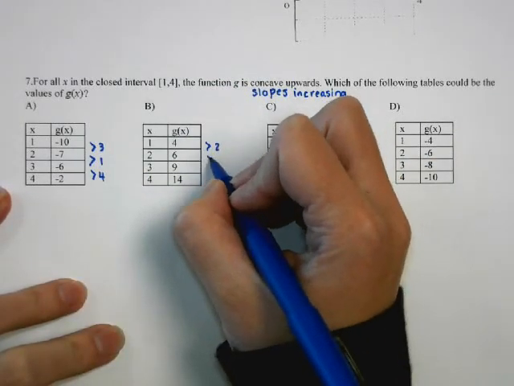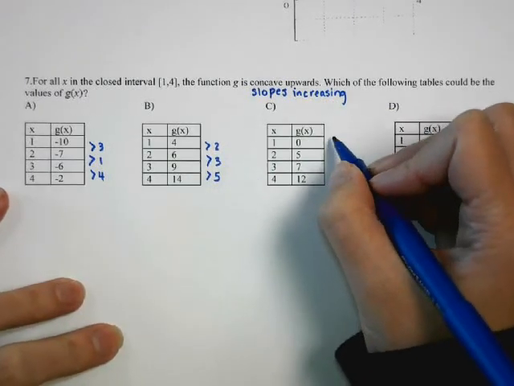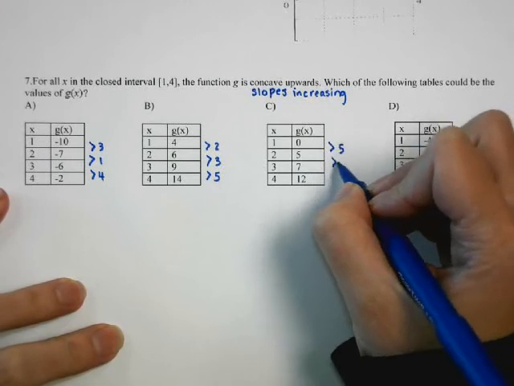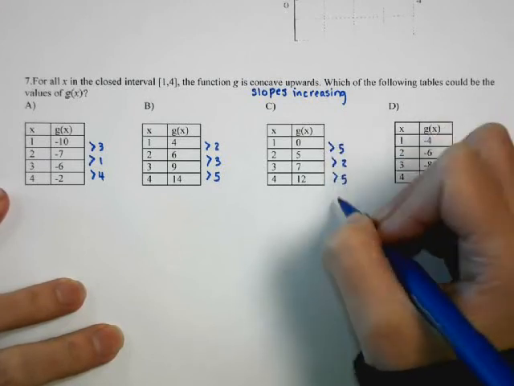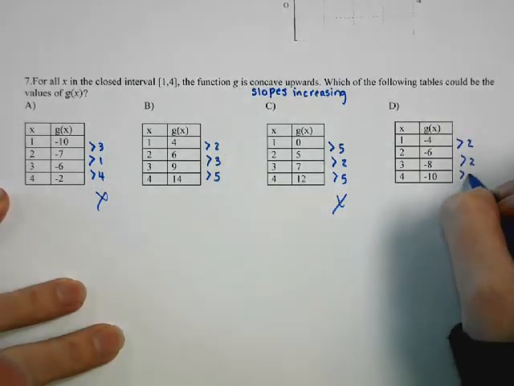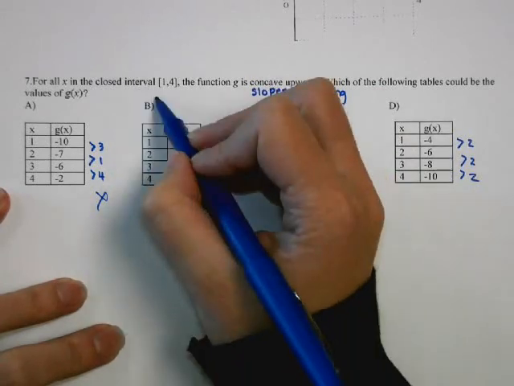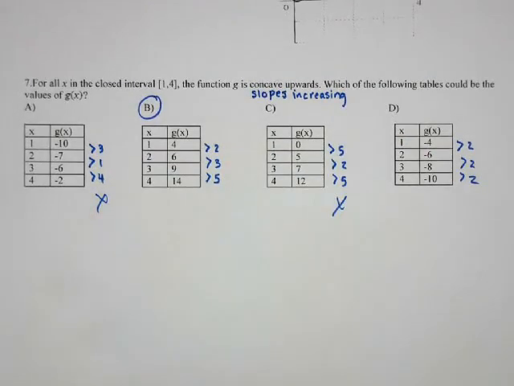Here it's 2, 3, and 5. This one is, but I want to compare it 5 to 5. Nope. Here is 2, 2, 2. So those slopes are not increasing. Here is the only one where the slopes are increasing. That is it for the third day of graphing.